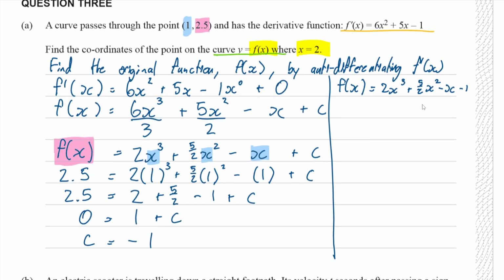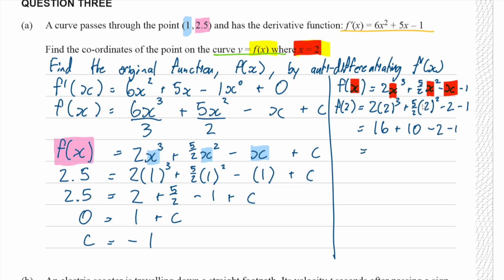Now, the question is asking us to find the coordinates of the point where x equals 2 on the original function. So our last step is to substitute in x equals 2 into our original function to find the y value, so we can then state the point. So f of 2 equals 2 times 2 cubed plus 5 over 2 times 2 squared minus 2 minus 1. 2 cubed is 8, 8 times 2 is 16, 2 squared is 4, which is 20 over 2, which is 10, minus 2 minus 1. What's that? 26, 24, 23.